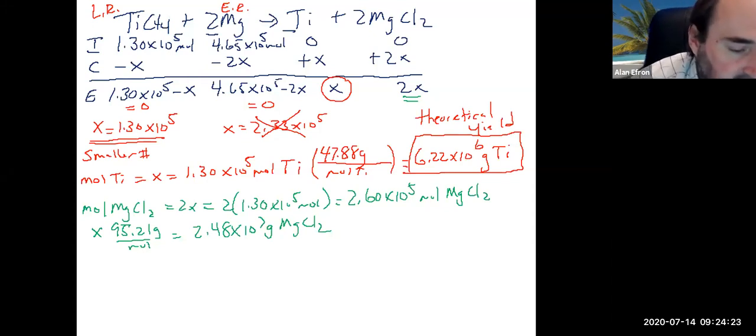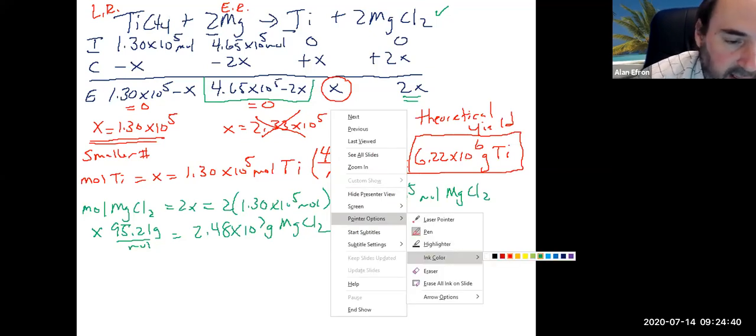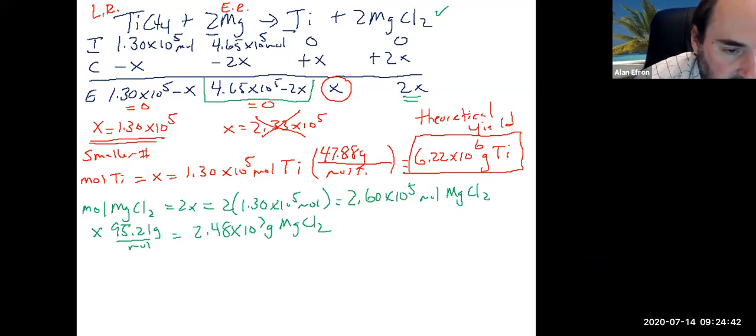And again, you can see pretty quickly we could get to our second product, which wasn't asked for. And again, most often though, this question is asked how much of your excess reagent would be left over. And again, using the table, you can answer that question relatively quickly by coming here and going the moles of magnesium that's left over.